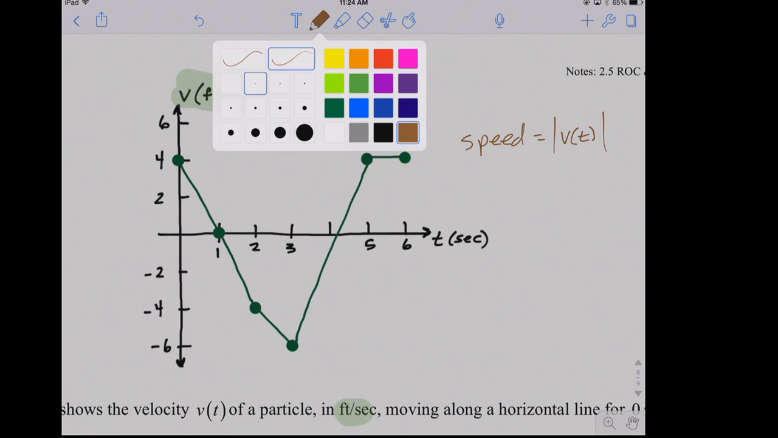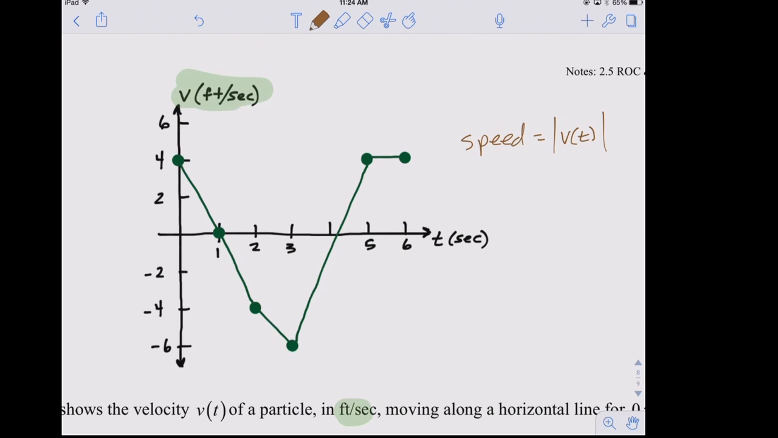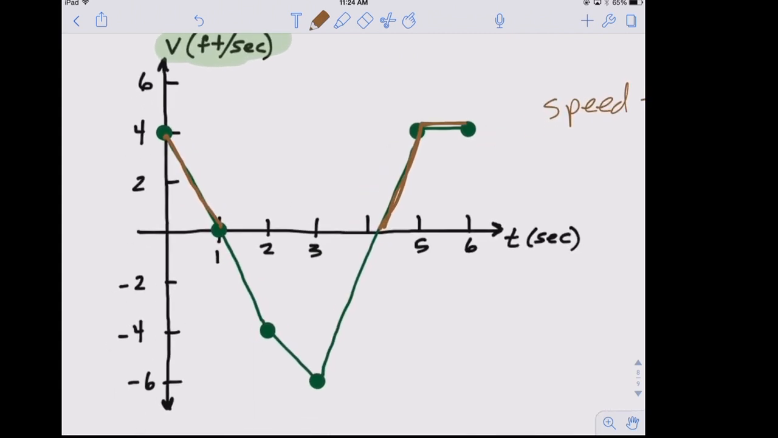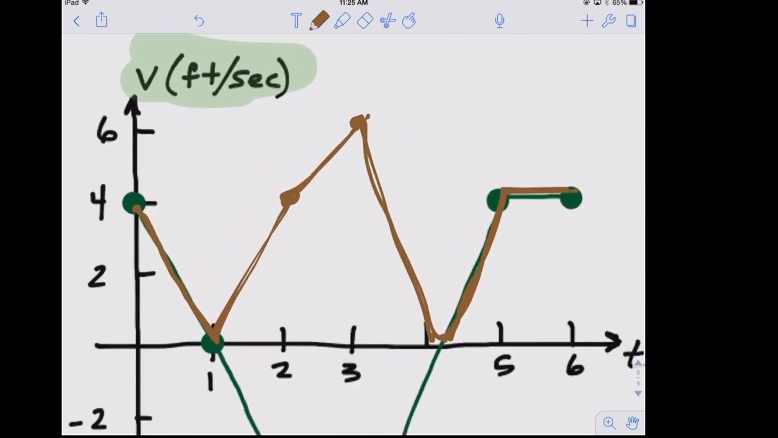To get the graph of the speed function, all you have to do is remember the absolute value of a function, leave all positive values alone, all positive y values alone. And what happens to the negative y values? They reflect up. So instead of 2 negative 4, you got 2 positive 4. And instead of 3 negative 6, you got 3 positive 6. So then it would look like this. And then it would come back down. And so the brown graph is the speed function. Now, do you need to graph that to answer the question? No. So having done that, let's just look at the speed graph since we have it.